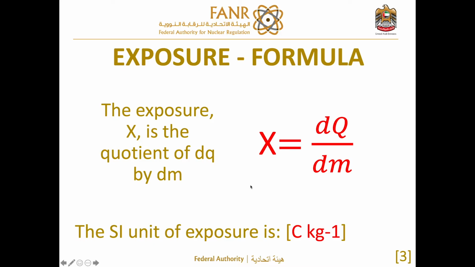So I will not go into the details of the definition, which is a bit complicated. It's related to the charges of one single kind, which are created by photons interacting with a specific mass of air in standard conditions of temperature and pressure. But what I want to stress here is exposure is defined as a ratio between charge, so Coulomb in the International System of Units, and a mass. By the way, it's defined only for photons, not for neutrons, and only in air.